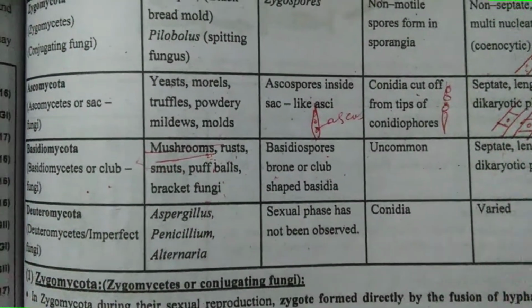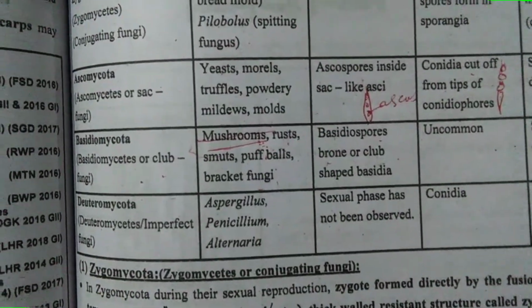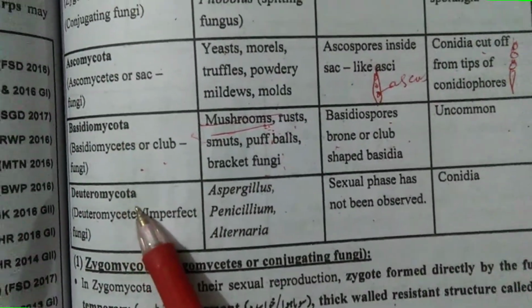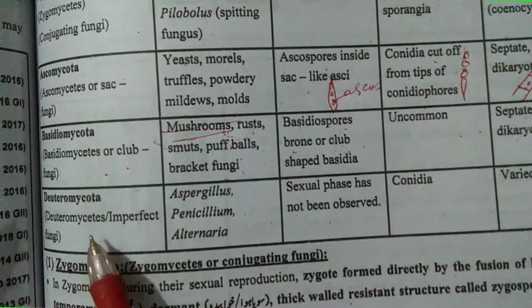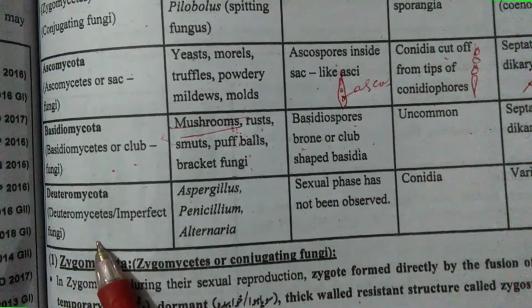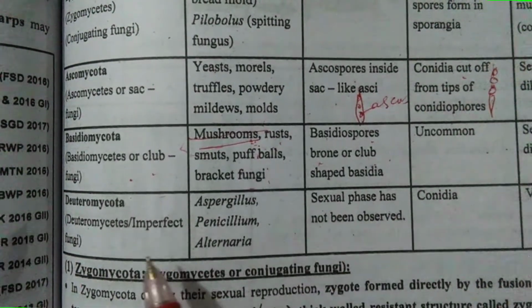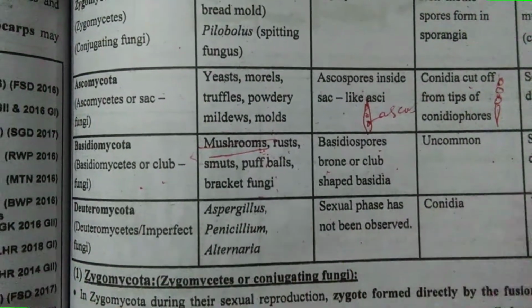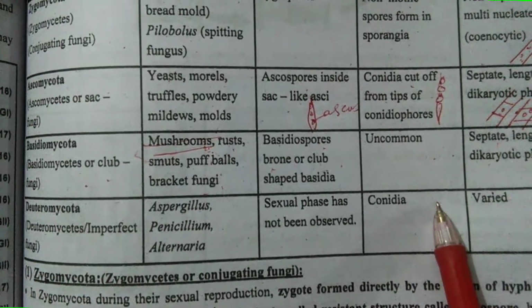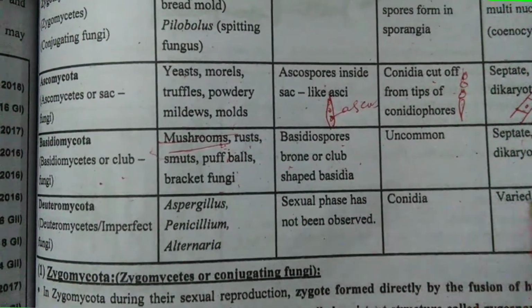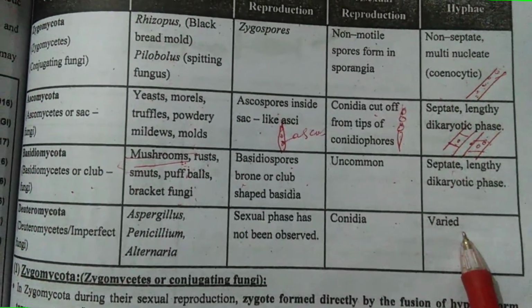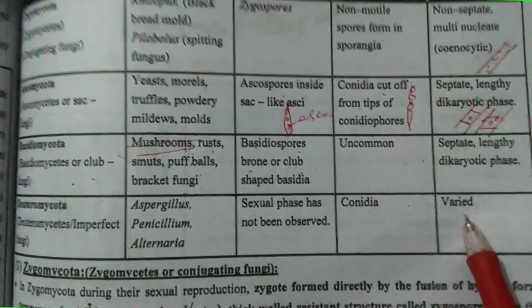In the previous lecture, we were discussing the classification of the fungi. Deuteromycota was left undiscussed due to certain problems. Deuteromycota is the imperfect fungi. In it, the sexual phase has not been observed, which is why it is called Deuteromycota. It reproduces asexually by the formation of conidia, as we have discussed in asexual reproduction of the fungi, while the structure of the hyphae varies in different groups.